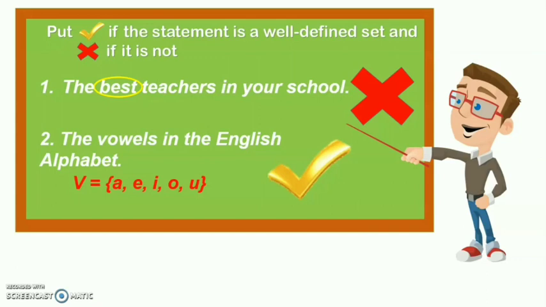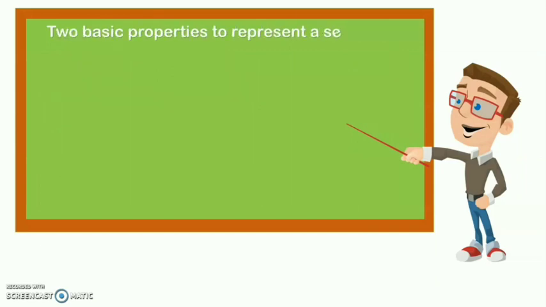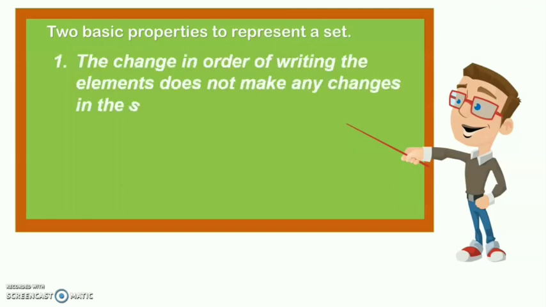Did you get it now? Okay, let me end this. There are 2 basic properties to represent a set. The first one, the change in order of writing elements does not make any changes in the set. Say for example, the set of A, B, C, D is also the same as the set of B, D, A, C. Kahit mag-iba-iba ang kanilang placement, they are still the same, because we have the same elements inside the braces.